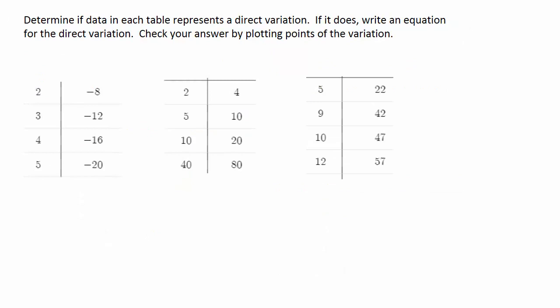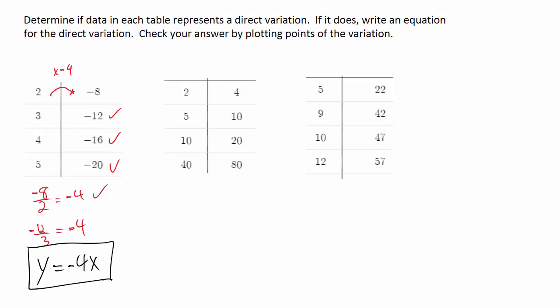So let's look at another example. Again, let's look at some tables. Let's see if we can check just by looking at the tables if these are direct variation. The idea is that if we divide each y by the corresponding x, we should get the same value, or the same slope each time, if you think of it that way.